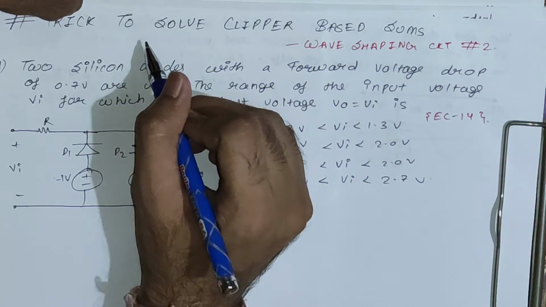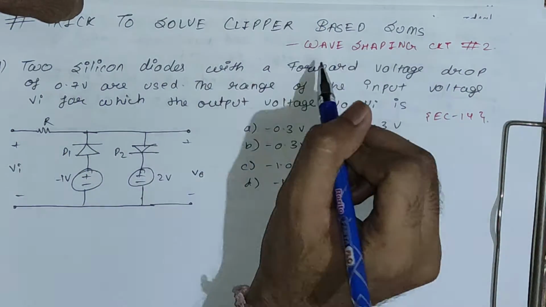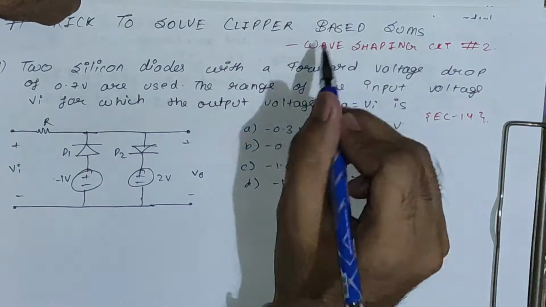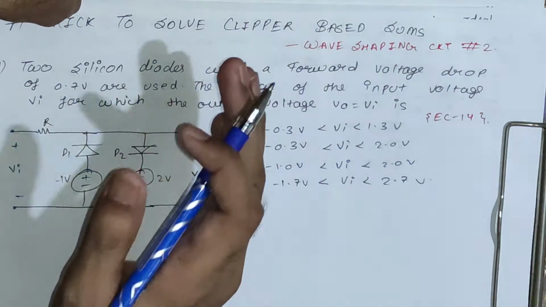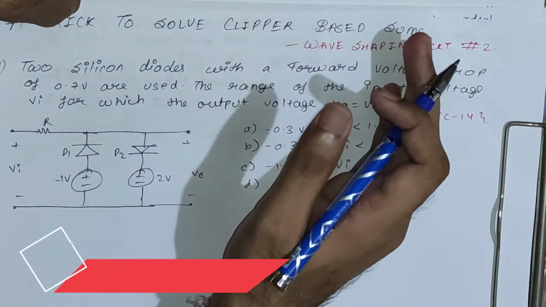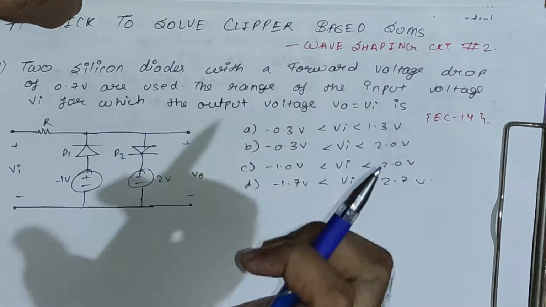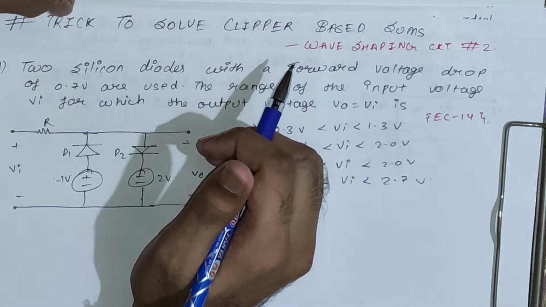Hello friends, today we are going to see the trick to solve clipper based sums under the topic wave shaping circuit, and let me tell you, this is the second video under wave shaping circuit. In the first video we have seen the trick for transfer characteristics. Now we are seeing the trick to solve clipper based sums. So let's jump directly to the sum and there only we will see the trick.